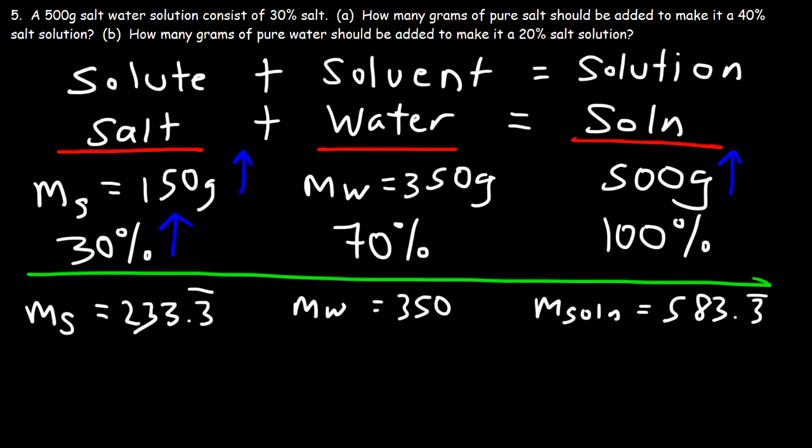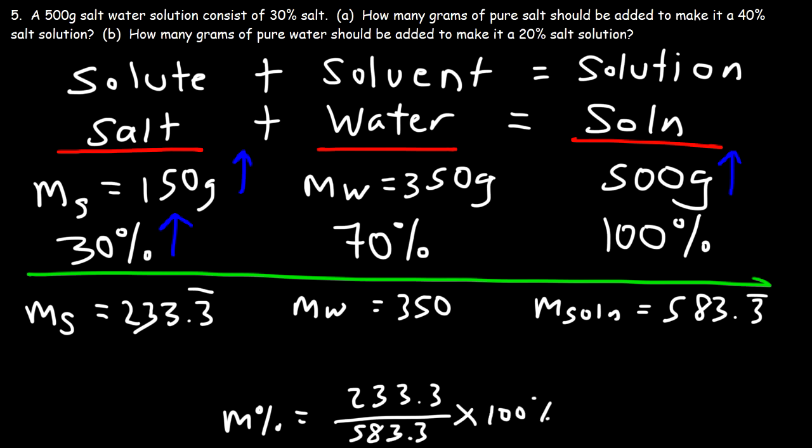So now we can calculate the mass percent. The mass percent will be the mass of the solute, which is 233.3, divided by the mass of the solution, 583.3, times 100%. So you should get like 39.99657, which is basically 40%, which means this is 60%. So if we did 350 divided by 583.3 times 100, that will give us 60%, and this is 100%.